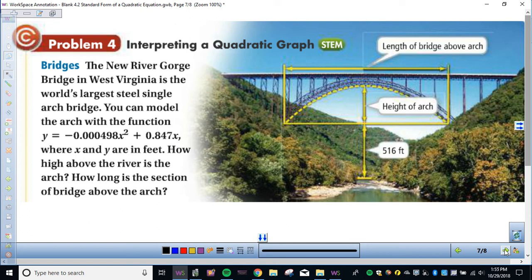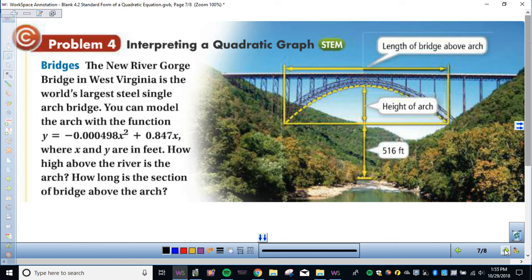It says the New River Gorge Bridge in West Virginia is the world's largest steel single arch bridge. You can model the arch with the function, that thing, where x and y are in feet. How high above the river is the arch? How long is this section of bridge above the arch? So you're going to plug this equation into y1, and you can start trying to figure out where the window goes if you'd like, because that's the tricky part.